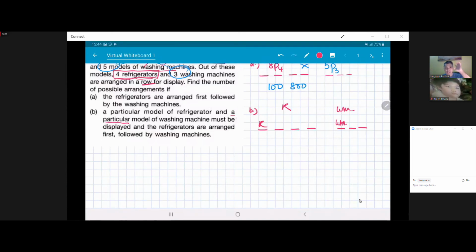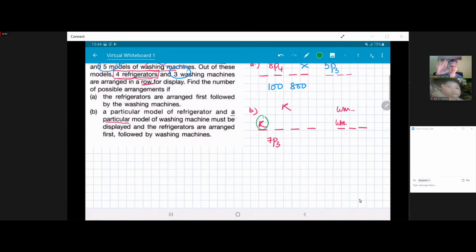Okay. So you know you've got 8, right? So if you have already got one model which is pre-selected, that means, you found that here in the 3 empty spaces, shouldn't that be 7P3? Do you agree? 7P3. Why 7P3? Because you've got 8, but one model pre-selected, left 7. That 7 can go there. Understand?